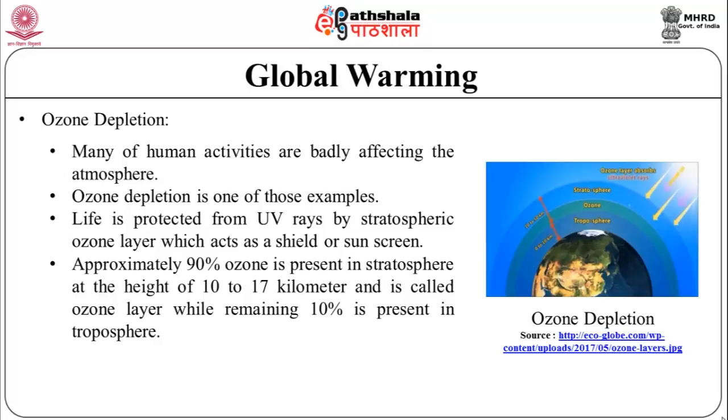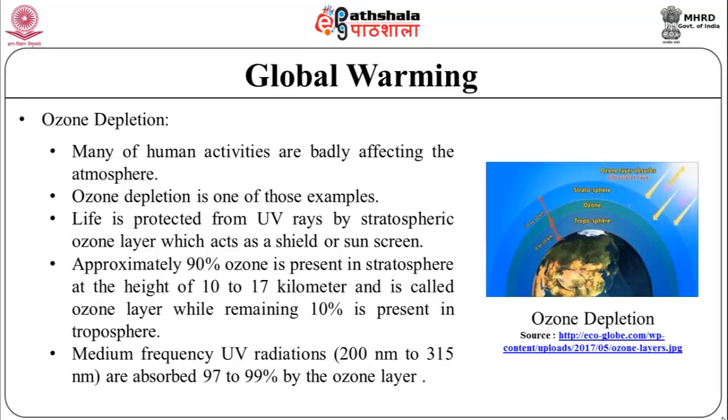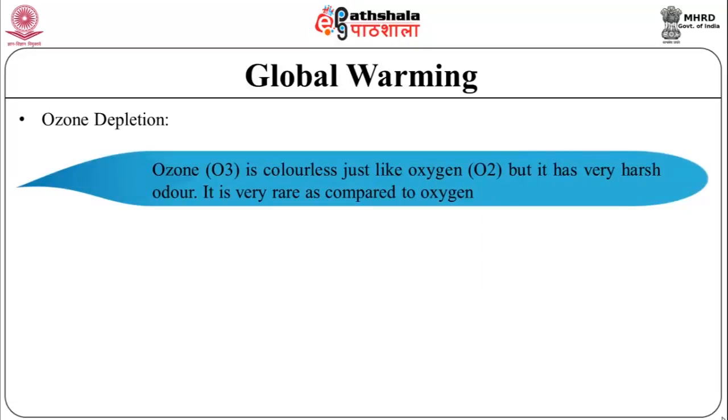Approximately 90% of ozone is present in the stratosphere at a height of 10 to 17 km and is called the ozone layer, while the remaining 10% is present in the troposphere. Medium frequency ultraviolet radiations, 200 nanometer to 350 nanometer, are absorbed 97 to 99% by the ozone layer. Ozone is colorless just like oxygen, but it has a very harsh odor. It is very rare as compared to oxygen.